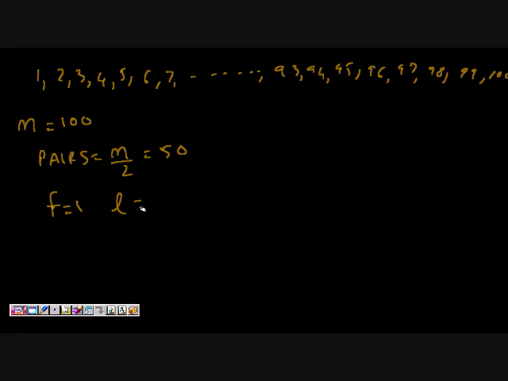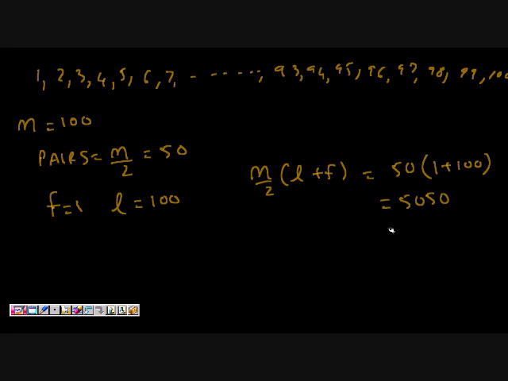So we can say, based on the formula, n divided by 2 times L plus F is equal to 50 times 1 plus 100, which is 5050. That's the sum of the numbers in the sequence. Okay. Hopefully you got the idea of how to add a sequence of numbers which are in arithmetic progression from these examples.